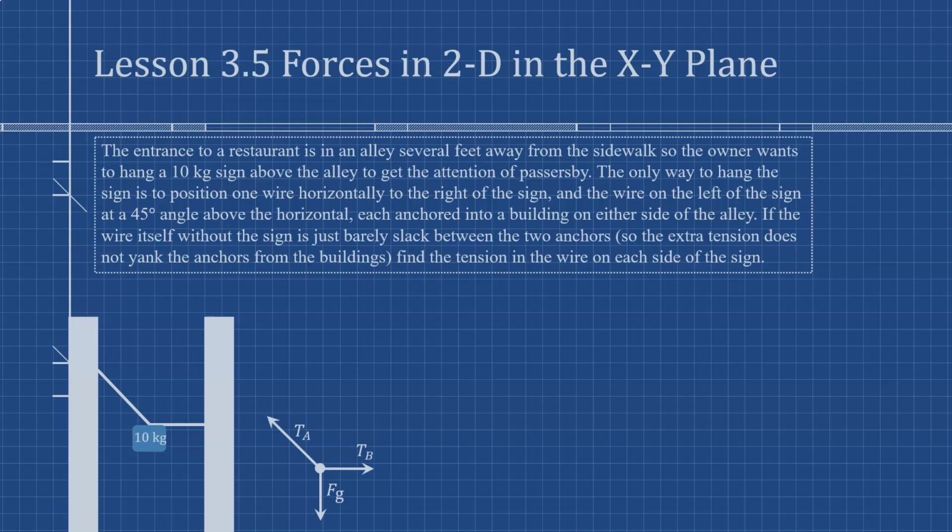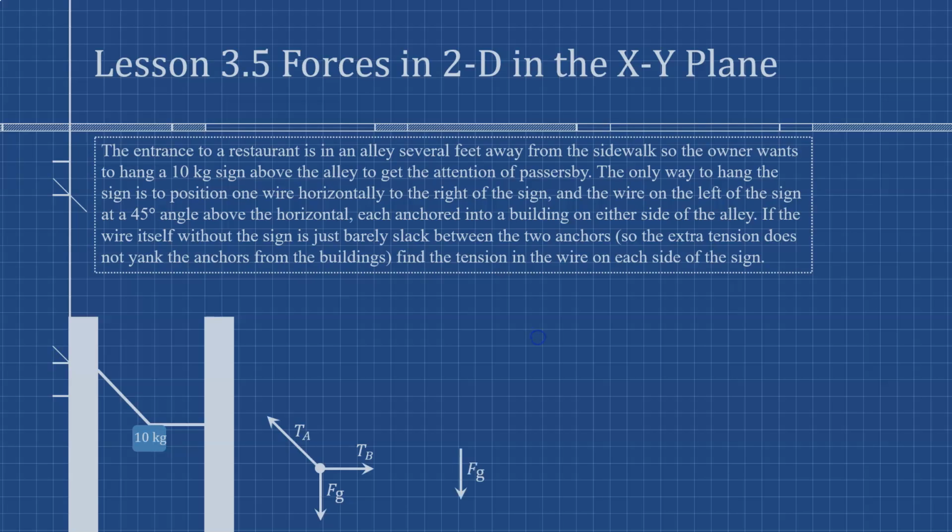I wouldn't have a normal force because there's no surface pushing on this sign. I wouldn't have any push or pull forces other than the ones that are being transmitted through the wires as tension. So these are the only forces that could possibly be acting: the non-contact force of gravity and the contact force from the only two things that are contacting the sign, each of the wires.